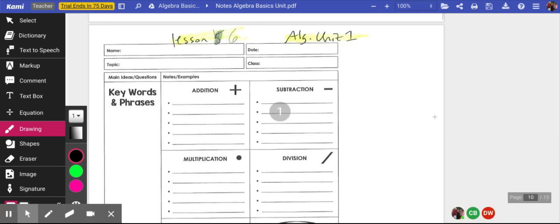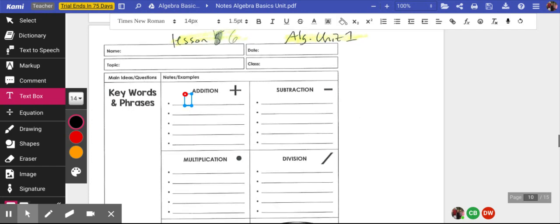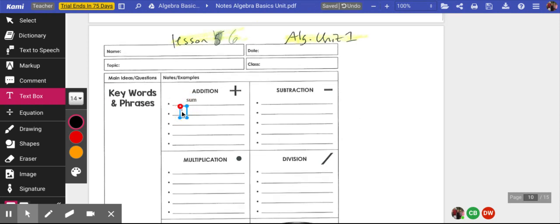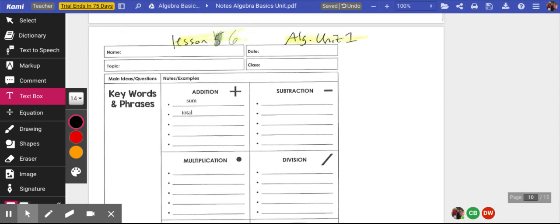Okay, lesson 6 has to do with writing, like translating expressions or equations into one or the other. So, some keywords that we should be aware of that represent addition would be sum. And a lot of these you know already, but you still should probably write them down, obviously. Total.